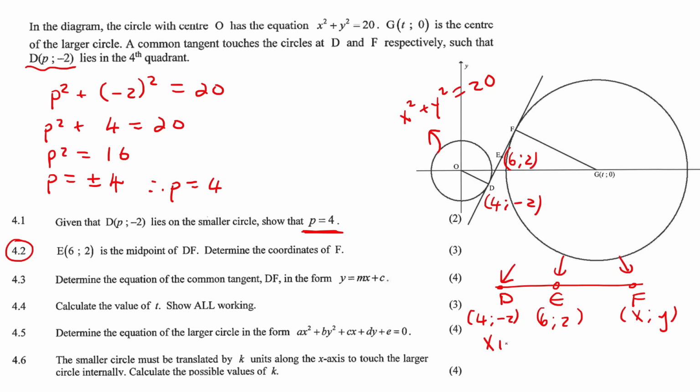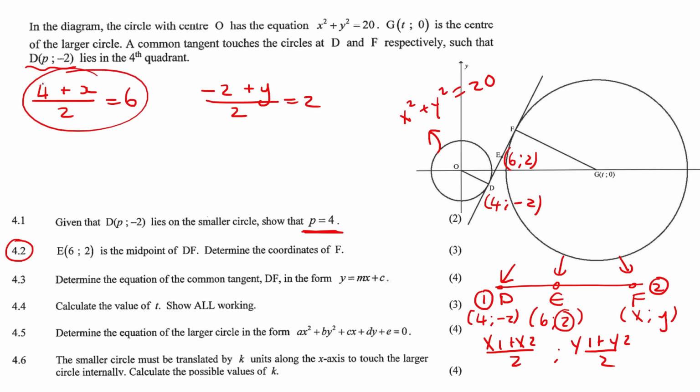So you'd normally say x1 plus x2 over 2, and y1 plus y2 over 2. Now we can do that again, but let's let point D be point 1, and then let's let point F be number 2. So you would say 4 add x over 2, but we know the answer. We know that the x value midpoint is 6, so we can make it equal to 6. And then for the y, we can say minus 2 plus y over 2, and we know the y answer must be 2. Okay, so you're just going to solve this one now.